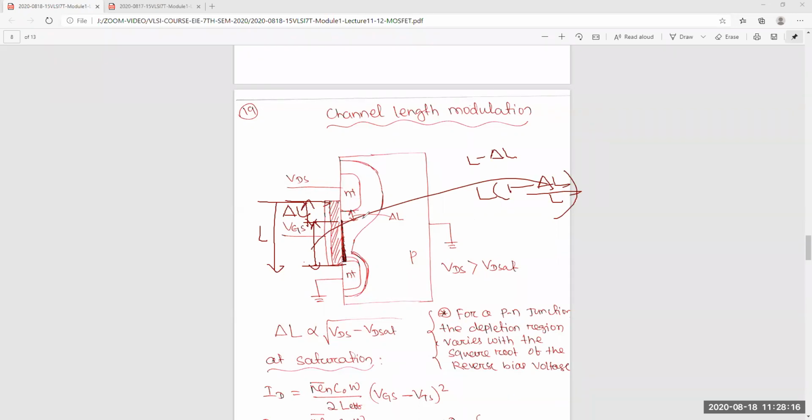You know what is channel length modulation? Very simple definition. No need to go to any book, any fancy description. If due to VDS, if you increase VDS more than the saturation point, the channel length decreases, then that is called channel length modulation. So the channel length is reducing.